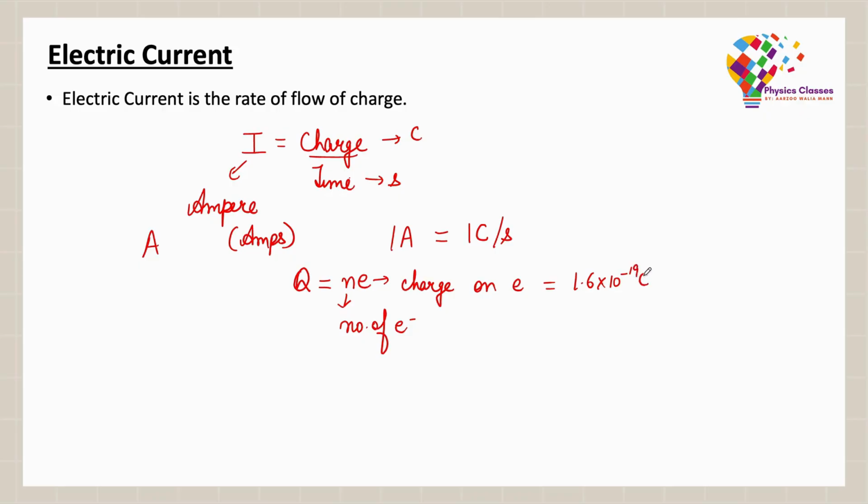Now, if you want to measure the current in the circuit, generally the device or the instrument that we use is what we call an ammeter. The symbol of an ammeter is very easy. It's a circle with a capital A inside it.